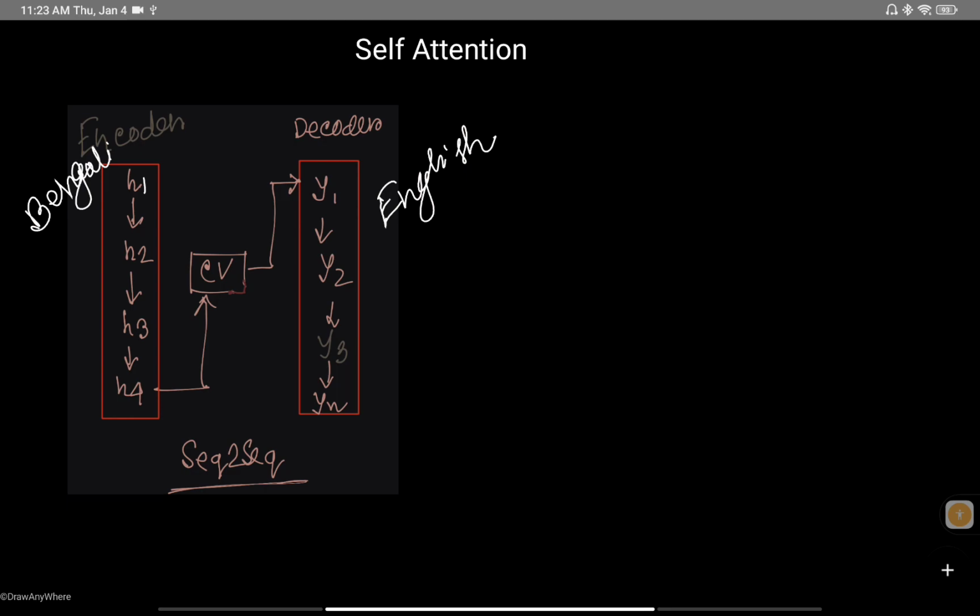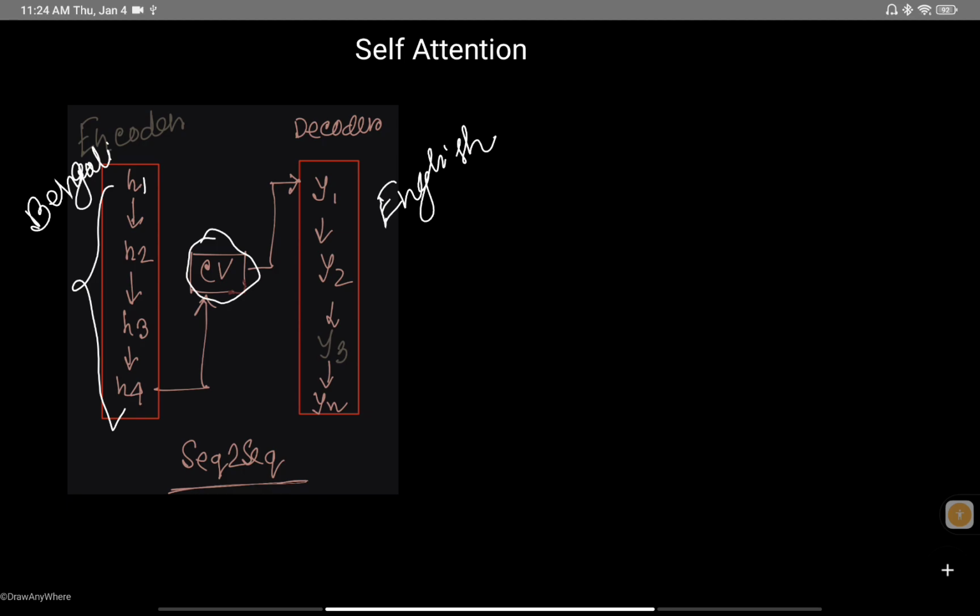So the problem with this sequence to sequence model is we are expecting a lot from this context vector, right? We are expecting this context vector to incorporate all the hidden states which are here, and with those hidden states incorporated in the context vector, we are translating it to a different language. That can create a lot of problems, which I have talked about in my deep learning with PyTorch playlist, so you can go ahead and look into those videos.